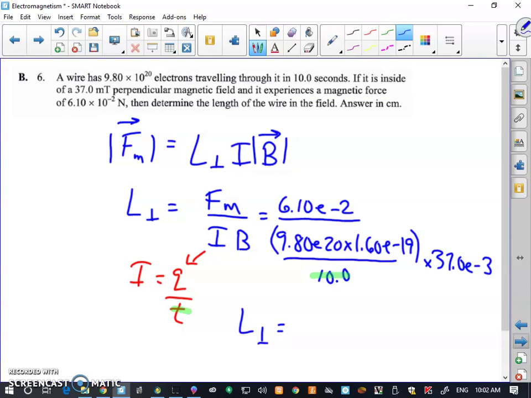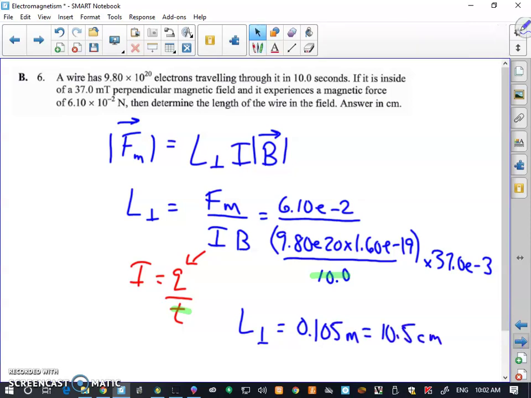All right, I got 0.105, and so it would be 10.5 centimeters. Moving along, question number 7.